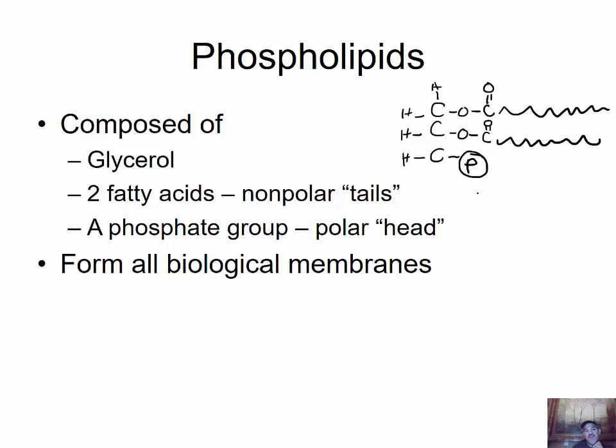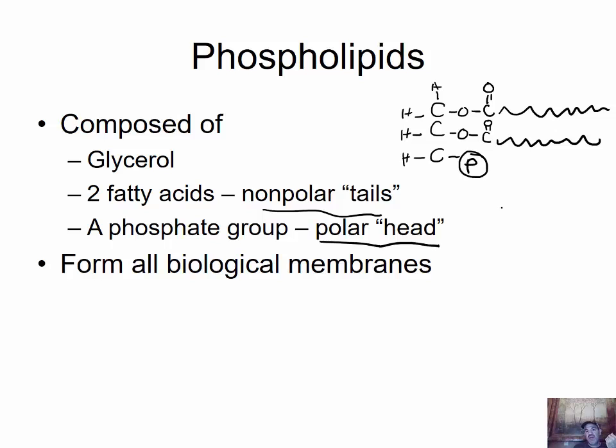Now, the interesting thing about this is that the phosphate group is polar, okay, and the tails are nonpolar. So now we have a molecule that has both properties, both polar and nonpolar. And this is kind of typical of our biological membranes. So I'm going to draw a little shorthand here.